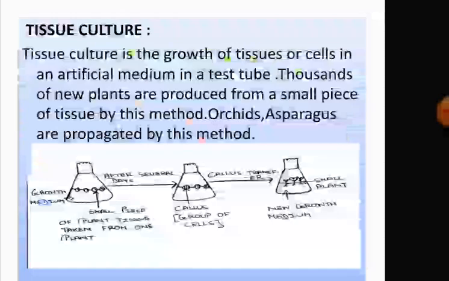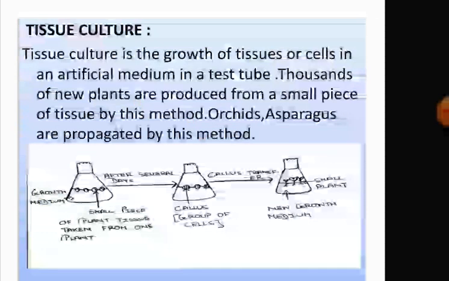Next, from roots. This is common in case of sweet potato or dahlia. These plants have swollen roots, and these roots store food. The buds give rise to a new plant on getting detached. So these are a few processes of vegetative propagation.